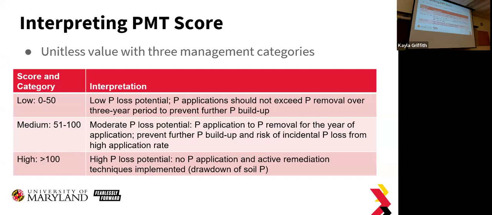So when you end up with a low score, you've got a low P loss potential. Again, these are unitless, this isn't a load, it's just categorizing you.